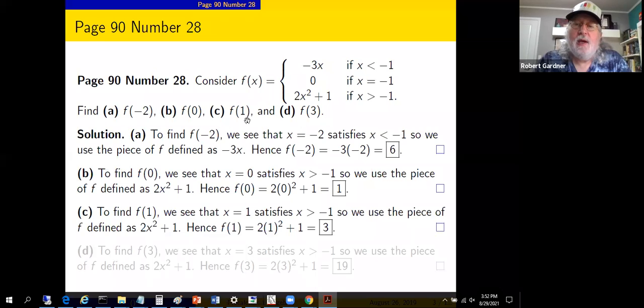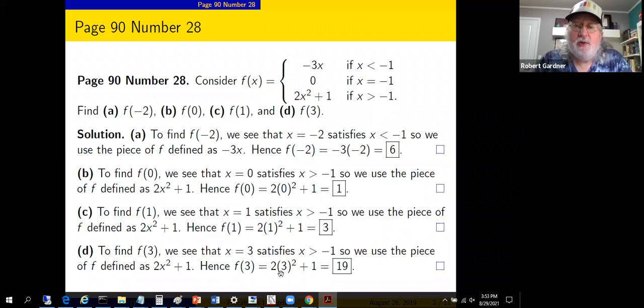1. Yeah, 1 is greater than -1. So similarly, when x equals 1, x is greater than -1. Use this piece again. So f of 1 is 2 times 1 squared plus 1 equals 3. f of 3, yeah, the story's getting old. 3 is bigger than -1, so you still use that third piece. Looks like you get out 19. Piecewise defined functions, which piece you use depends on what the input is.